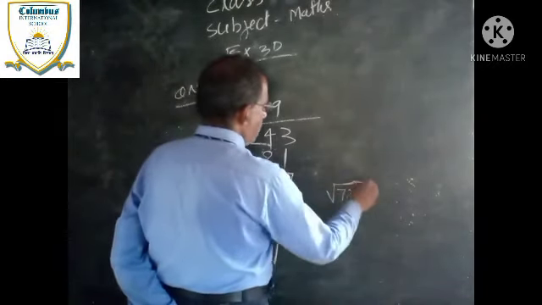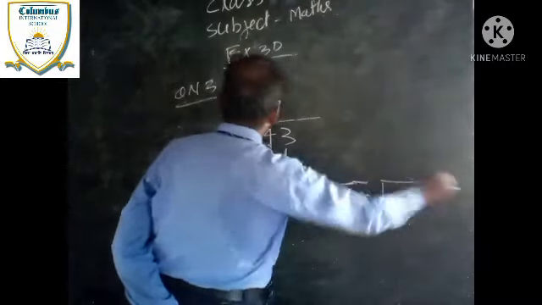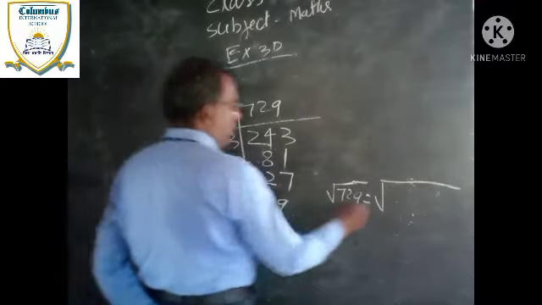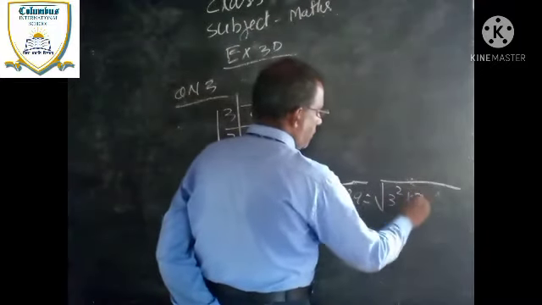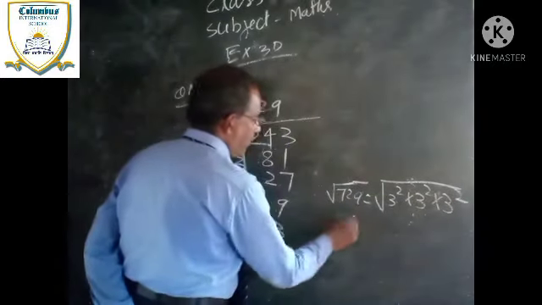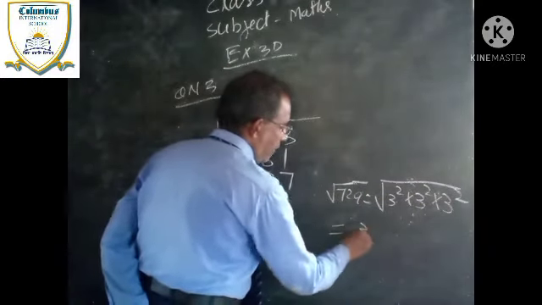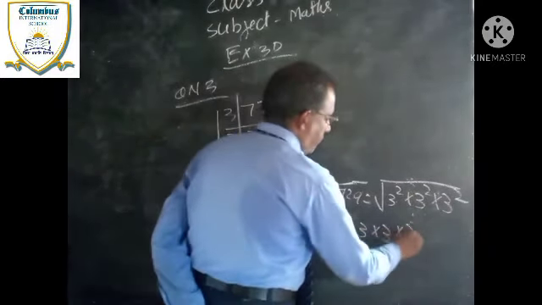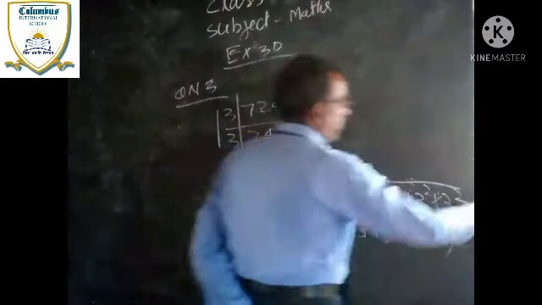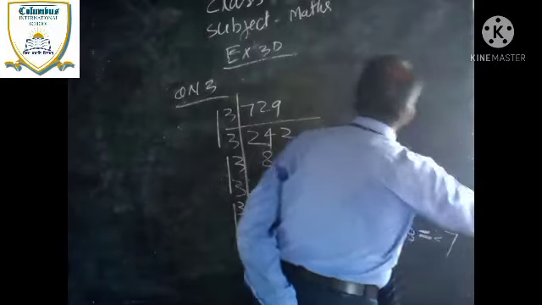That is, under root 729 equals under root 1 pair of 3 and 1 pair and 1 pair. That is 3 square into 3 square into 3 square. Now we shall take one number out of each pair, that is 3 into 3 into 3. 3 threes are 9, 9 threes are 27, which is the square root of the given number.